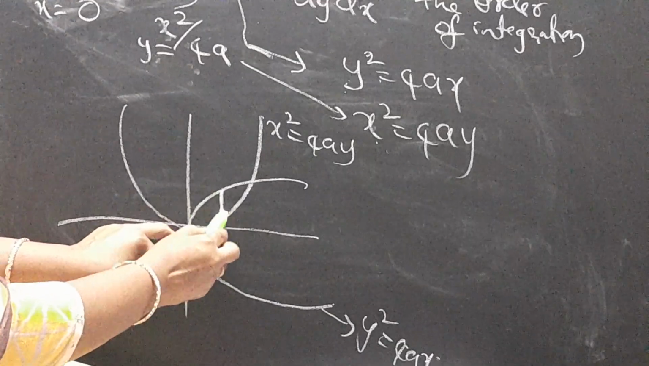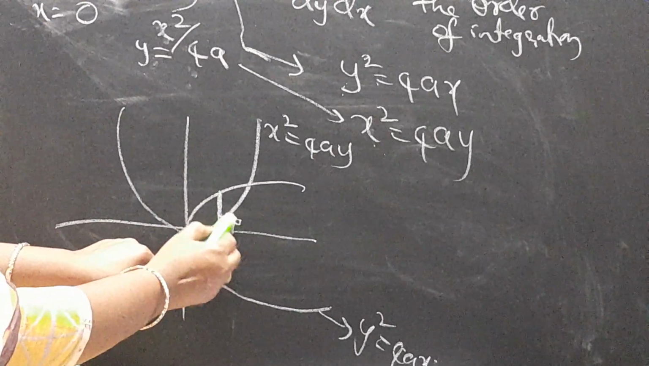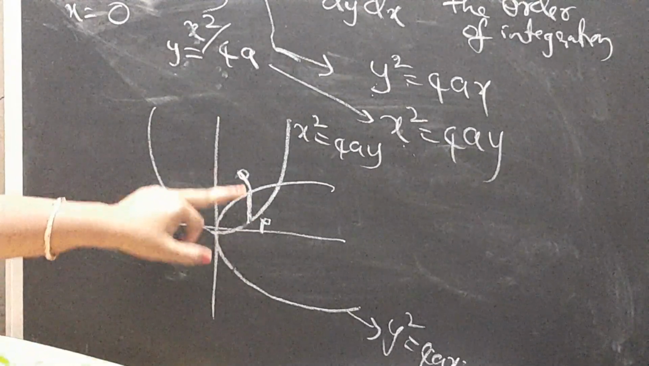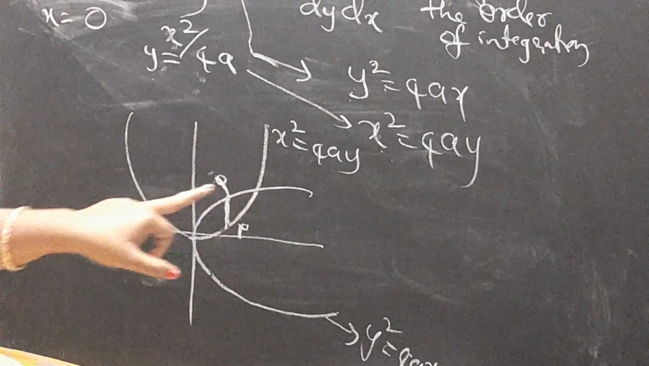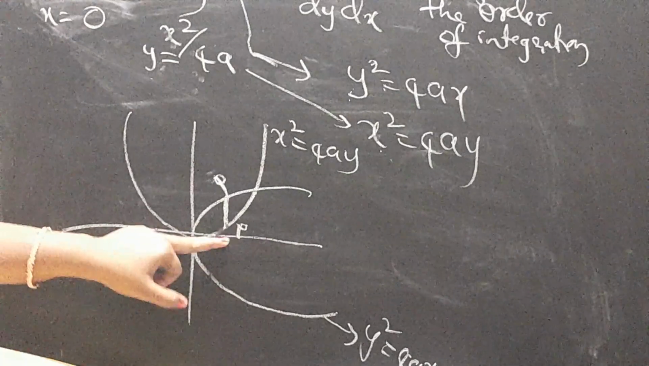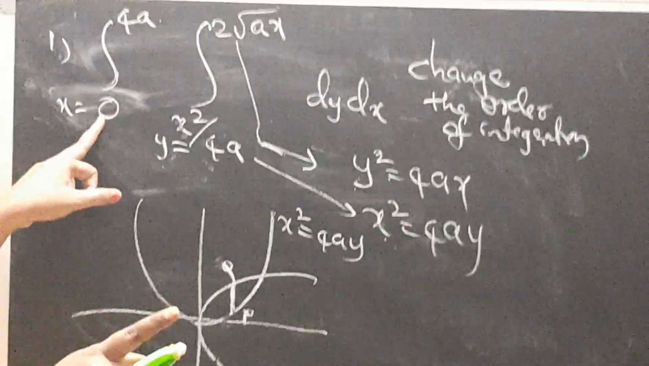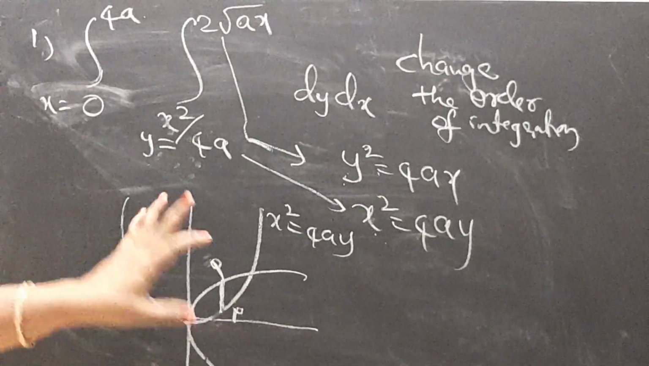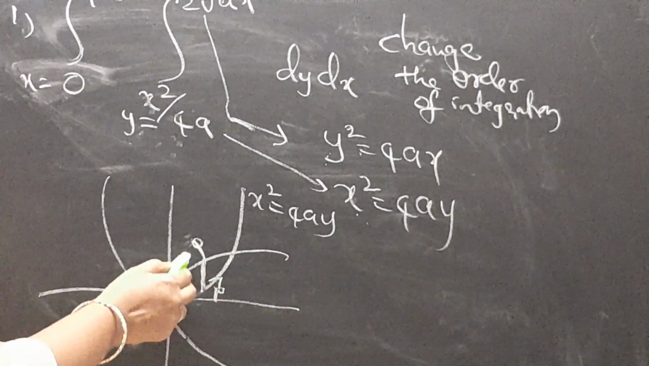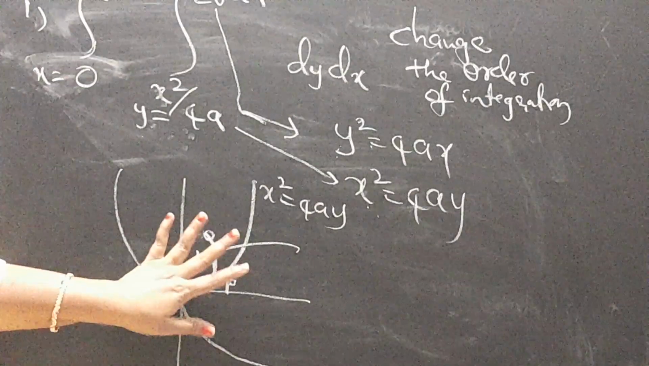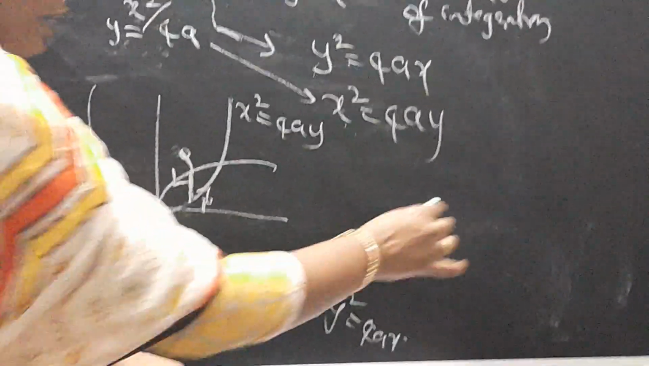That is, a vertical strip is given in the problem. That is PQ. A vertical strip is given in the problem, so you have to convert it to a horizontal strip. Vertical strip means it contains outer limit x and inner limit y. This is the anti-clockwise direction it is given. Anti-clockwise direction means this one. Okay. Next you have to convert this diagram to a horizontal strip.